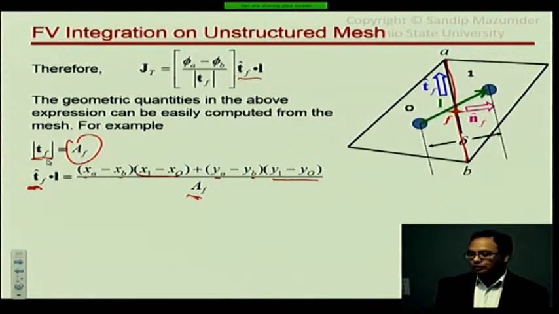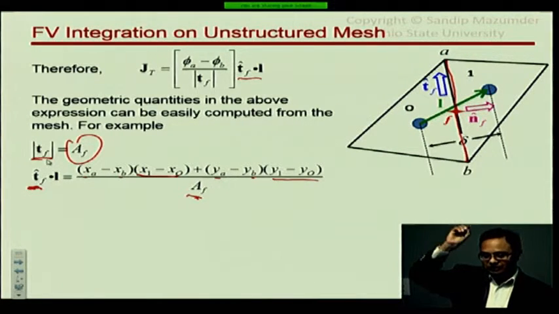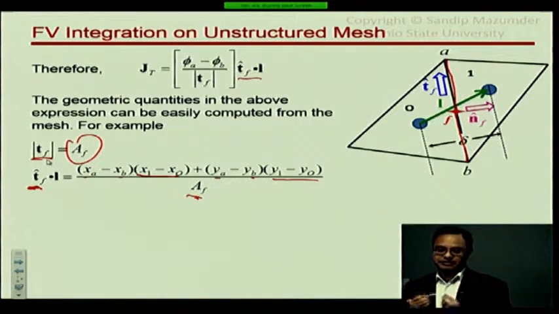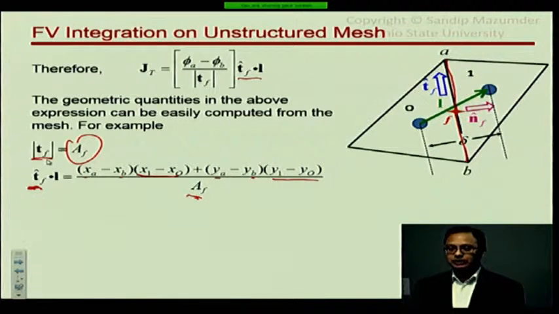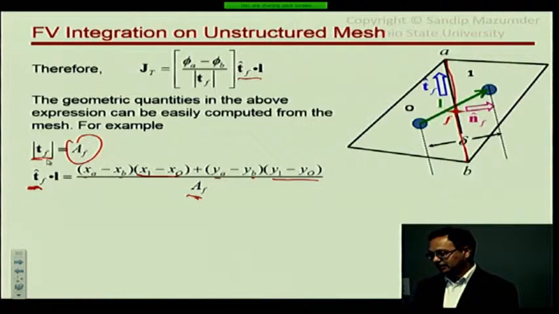Once you are at that face, you already know the coordinates of the vertices. First of all, from the face you can figure out what the two vertices of that face are from the connectivity information. Once you have that, you can get the coordinates of the two vertices, which will be your x and y at A and B. And then you also know the coordinates of the cell centers 0 and 1, so you can do this calculation directly. It's just a geometry calculation.